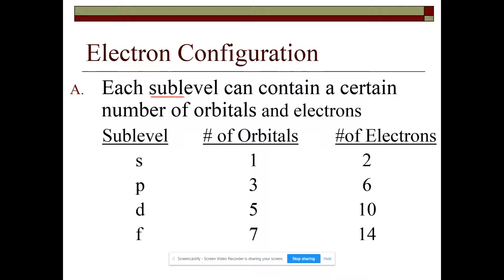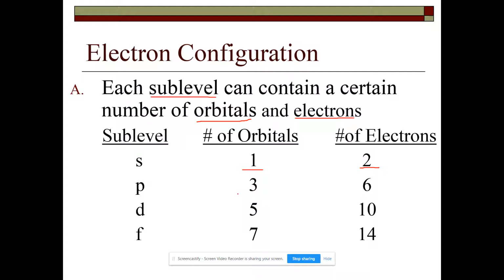Now, we're going to talk about the fact that each sublevel contains a certain number of orbitals and electrons. Now remember, there's four main sublevels. You've got the S, P, D, and F. In S, there is only one orbital, and if you recall, every orbital holds 2 electrons. So since there's one orbital in S, there's 2 total electrons in the S sublevel.